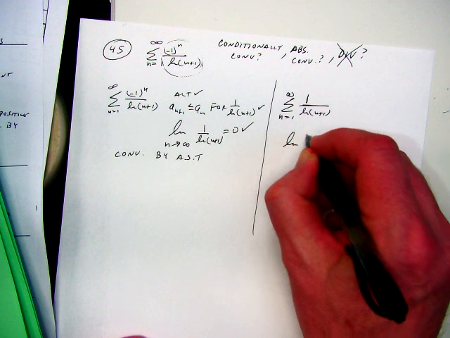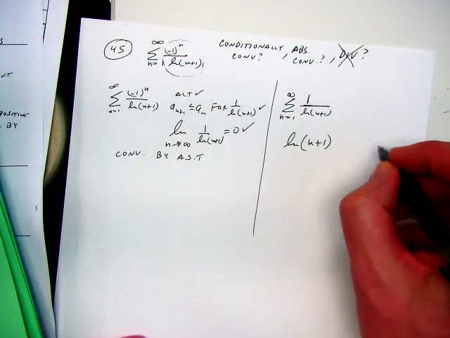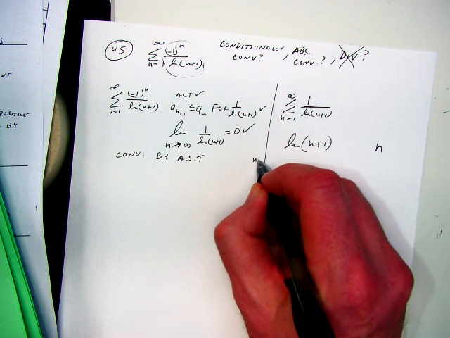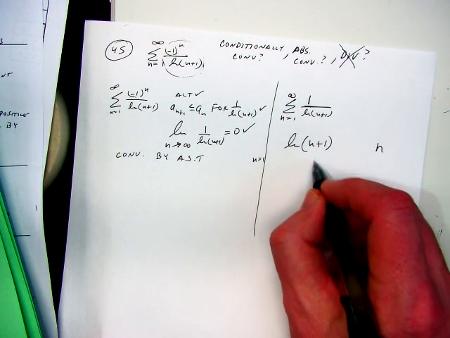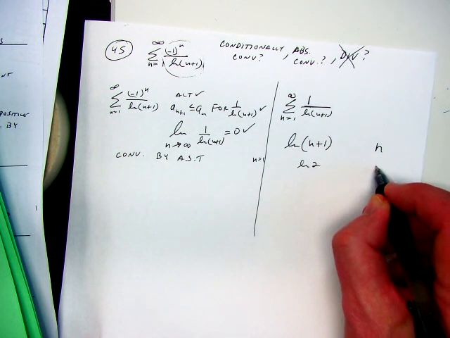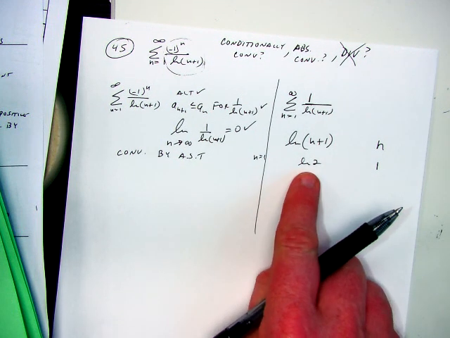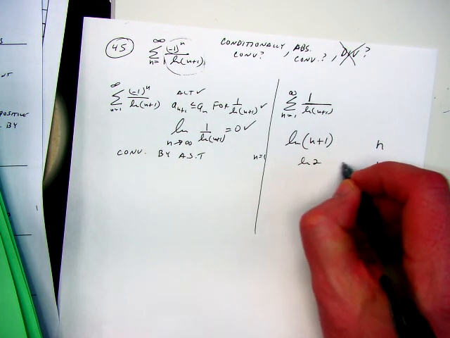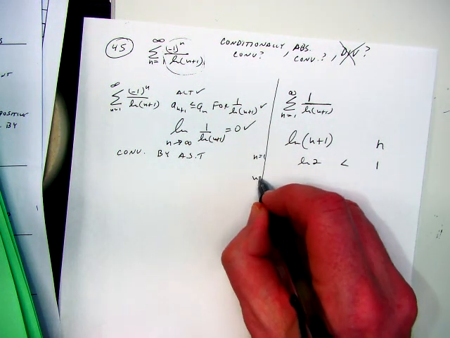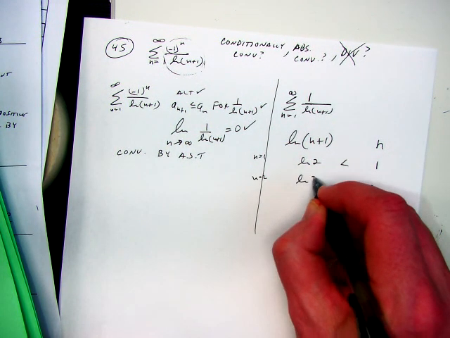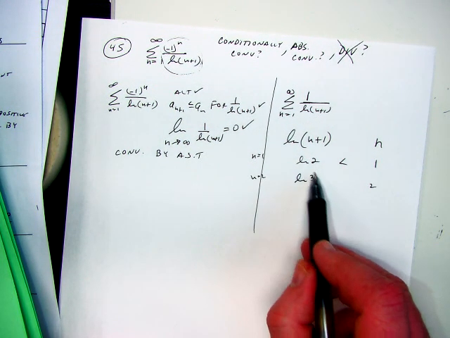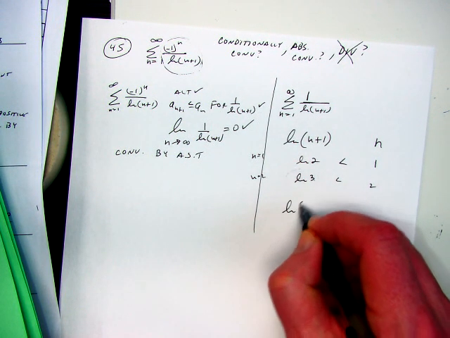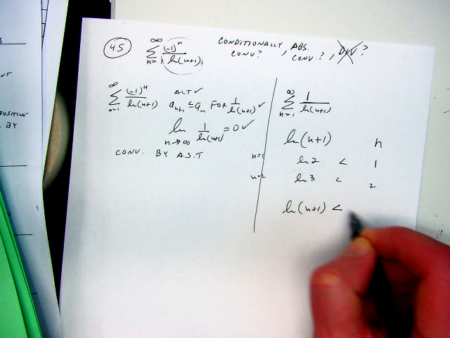Based on what we did before, I'm going to compare it to n. If I plug in n as 1, I get the natural log of 2 versus 1. Well, the natural log of e is 1, and this is smaller than it. So again, this is smaller. When n is 2, I get the natural log of 3. Well, this is bigger than e just a little bit. So it continues to be bigger. So the natural log of n plus 1 is less than n.